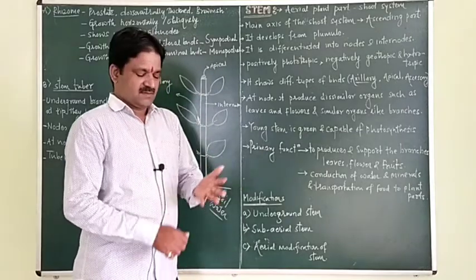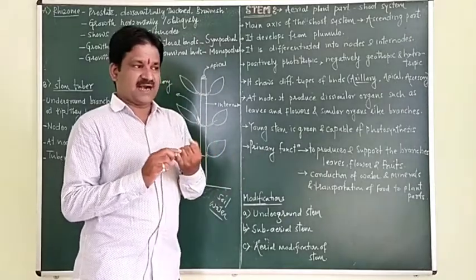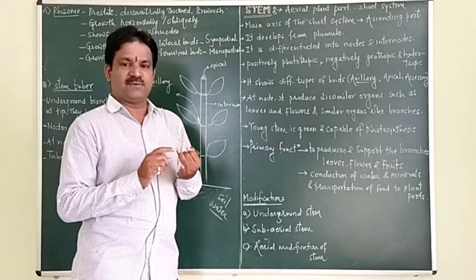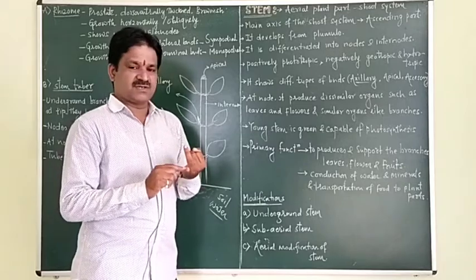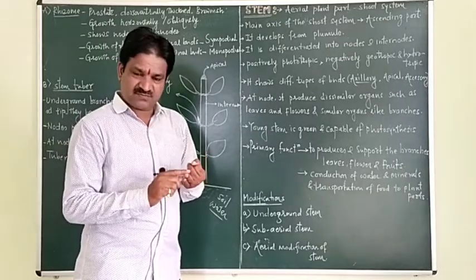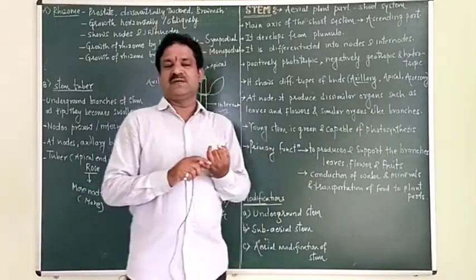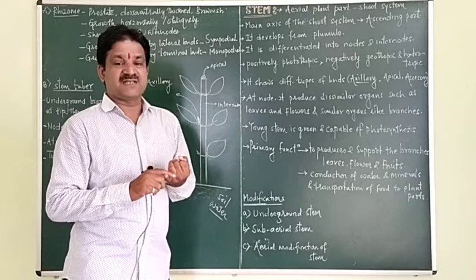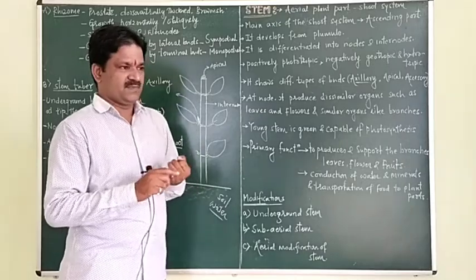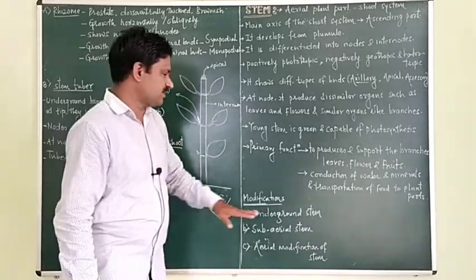Inside the stem there are two types of tissue, xylem and phloem. Xylem conducts water and minerals, and phloem conducts food. Water moves upward, and the translocation of food takes place from the leaves to the different parts of the plant body.